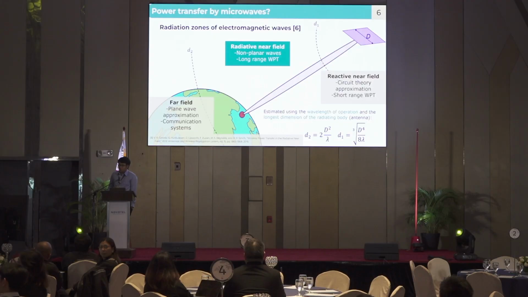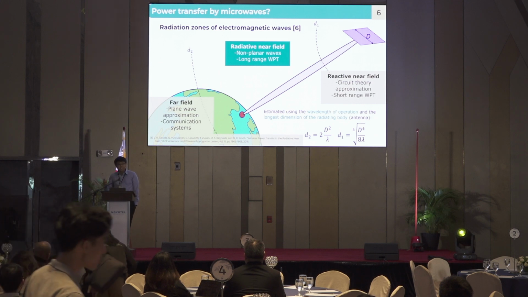It depends on the frequency of operation, or the wavelength of operation, and the size of the antenna. The bigger your antenna, the longer distance you're able to transmit. The larger distance is your radiative near field zone.